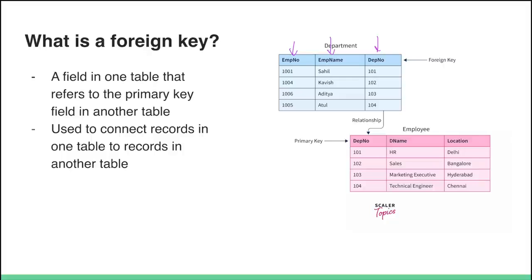So right here, these are all primary keys in our employee table. So this is our department table, and for department number, we have foreign keys. Each one of these foreign keys are actually primary keys in the employee table. So for example, 101 is actually right here. And that gives us department name of HR and a location of Delhi. So foreign keys are used to connect records in one table to records in another table.